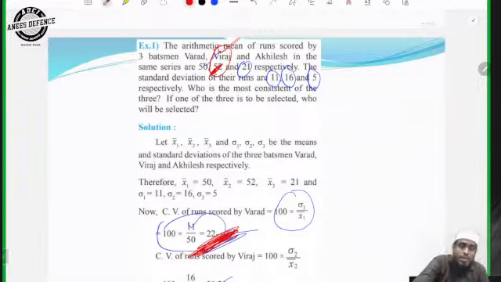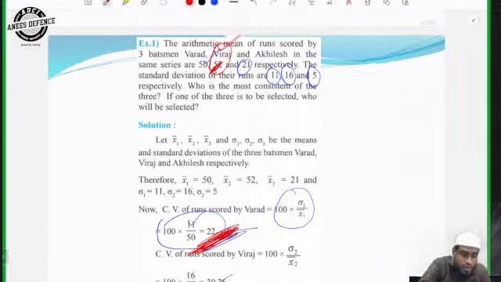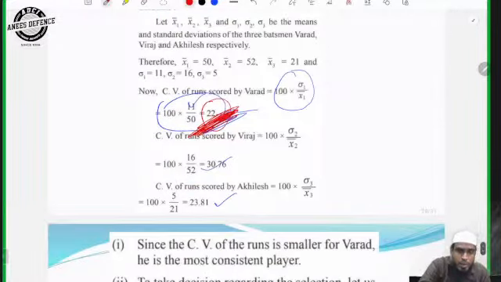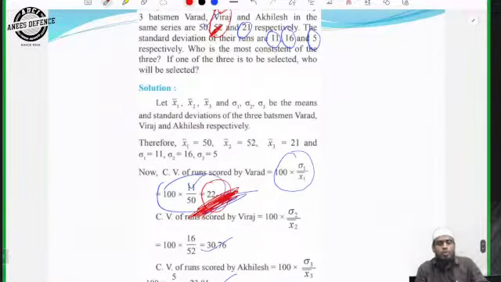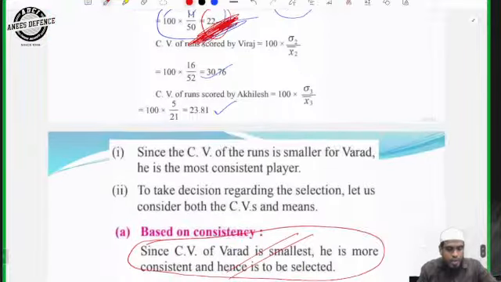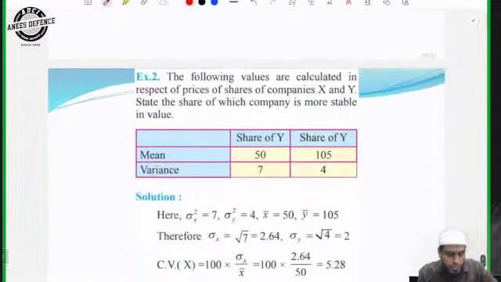But the person who is more consistent in scoring is Varad, because the coefficient of variance of Varad is least. The observation with the least coefficient of variance is said to be more consistent. So on the basis of consistency, you have to select Varad. If you want to get the maximum possible score, you have to go along with Viraj. So that is the idea of coefficient of variance.